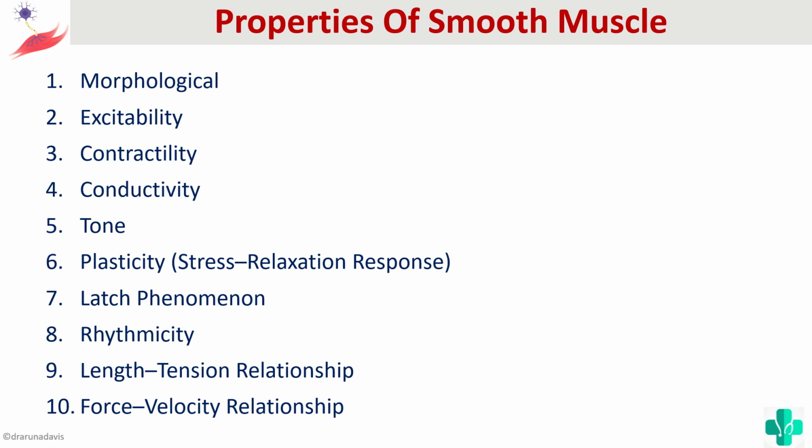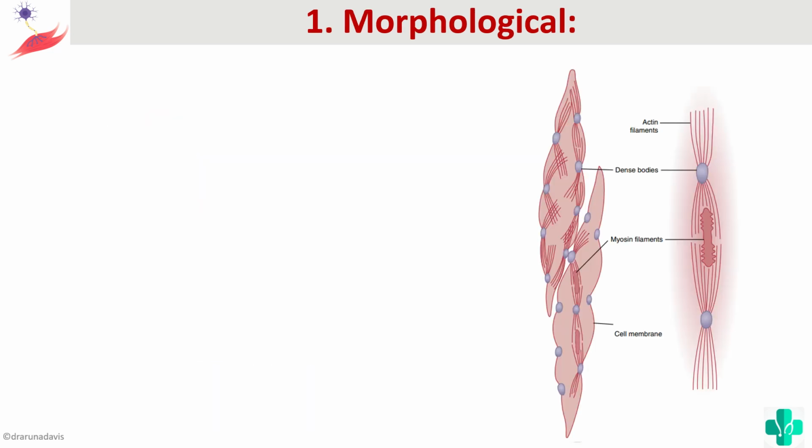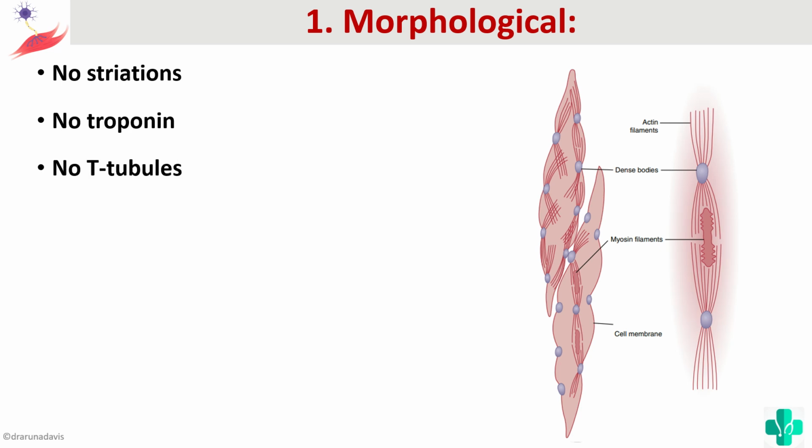In the smooth muscle, when compared to the skeletal muscle, we know that there are no striations. The contractile elements are actin and myosin, but we don't have any troponin here. There are no T tubules. There are no well-developed neuromuscular junctions. So these are some of the important morphological differences when compared to the skeletal muscle.